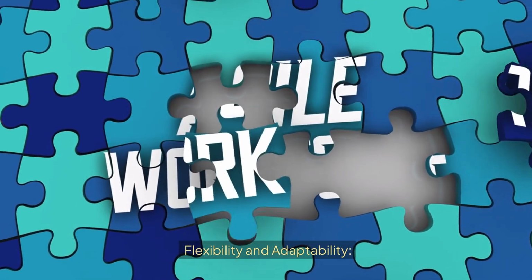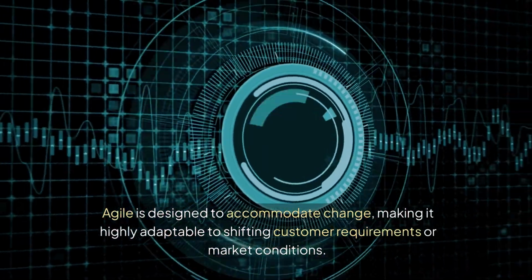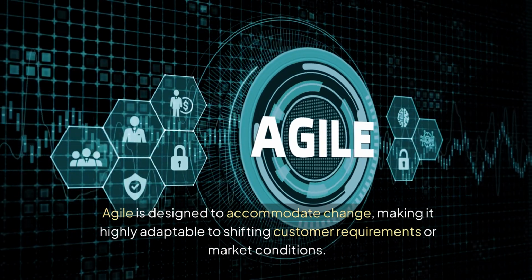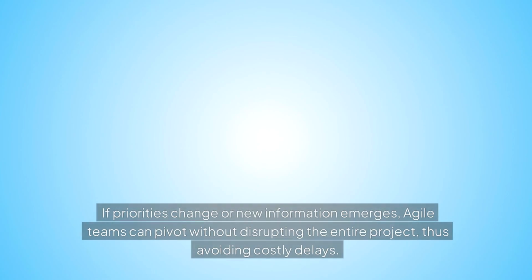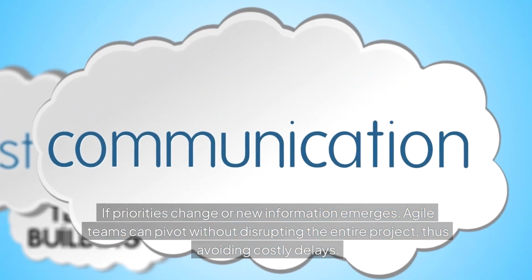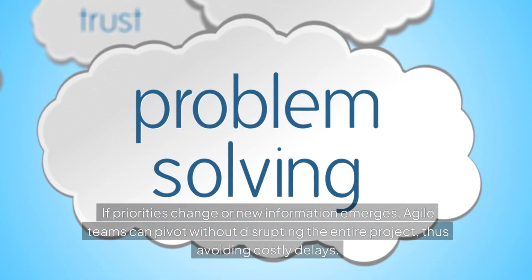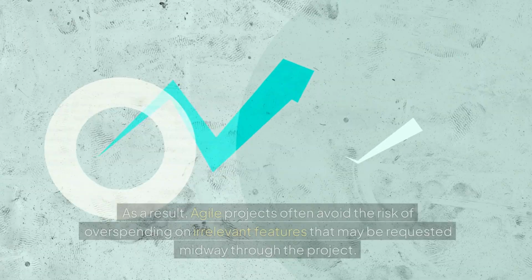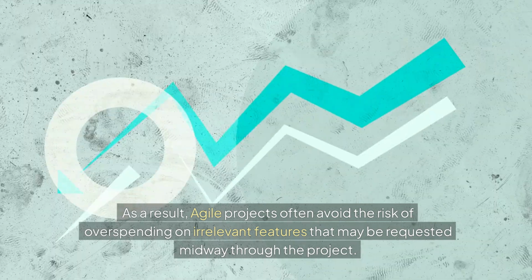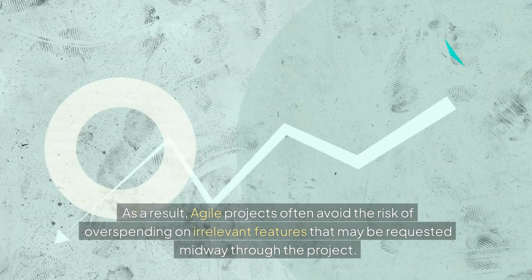Flexibility and adaptability. Agile is designed to accommodate change, making it highly adaptable to shifting customer requirements or market conditions. If priorities change or new information emerges, Agile teams can pivot without disrupting the entire project, thus avoiding costly delays. As a result, Agile projects often avoid the risk of overspending on irrelevant features that may be requested midway through the project.